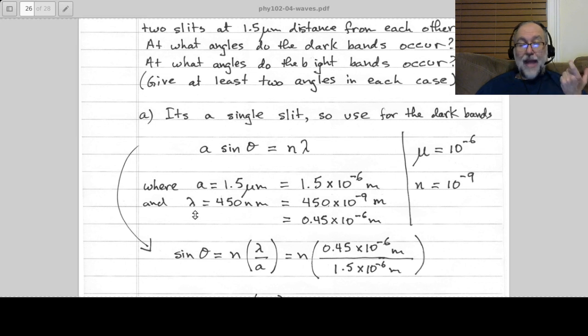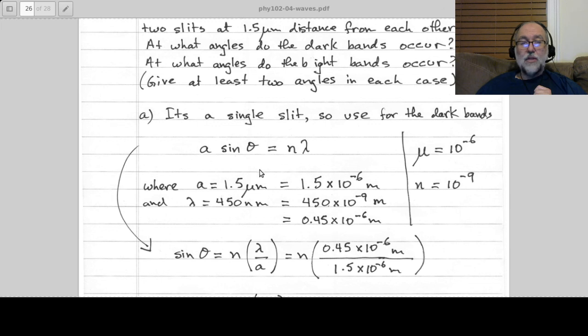Lambda is 450 nanometers. Nano is a billionth, 10 to the minus 9. So 450 nanometers is 450 times 10 to the minus 9. Now I move the decimal over 3 to the left, because then the 10 to the minus 9 becomes 10 to the minus 6, and the 10 to the minus 6's will cancel.